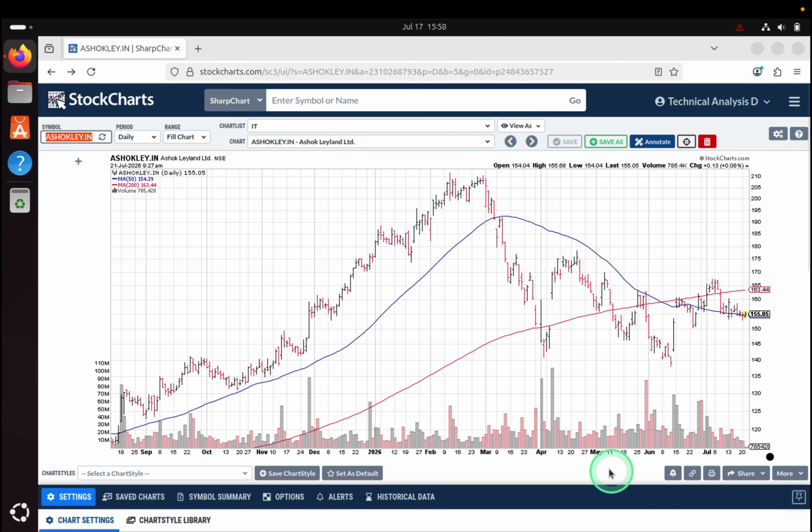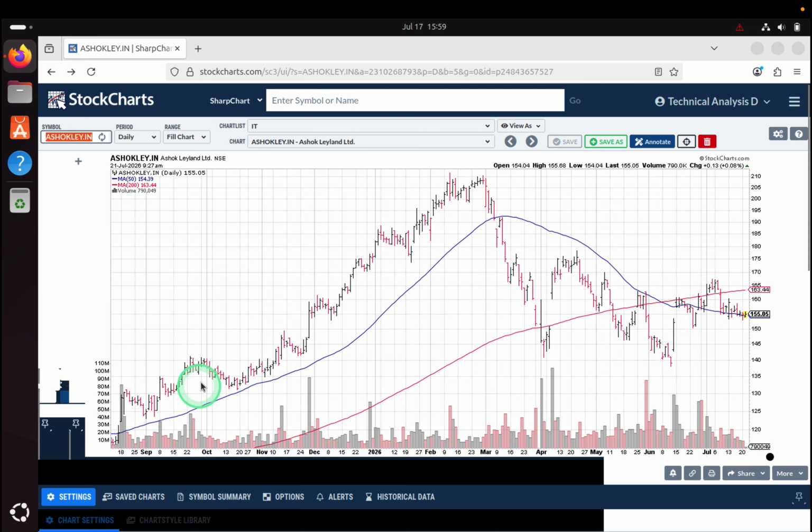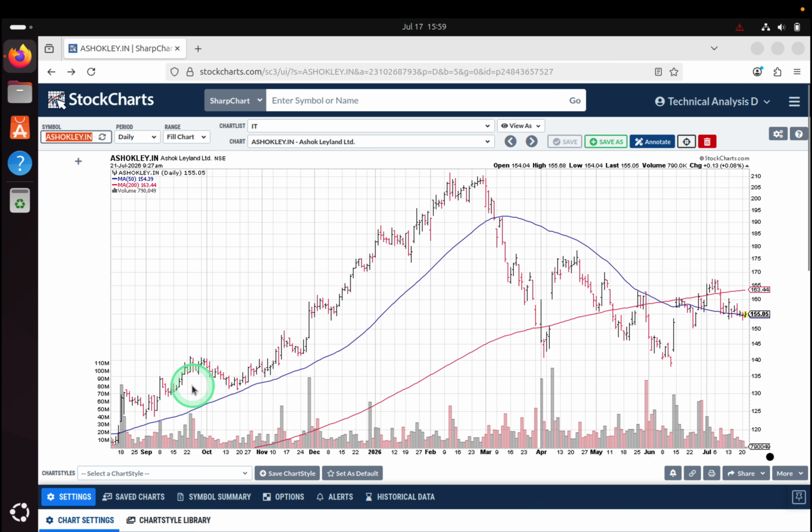So let's begin. This is the Ashok Leyland chart. We'll learn the entire module in this chart. It is basically a map of how your trading journey will begin. So you can see in this area there is volume spikes as well as some accumulation.